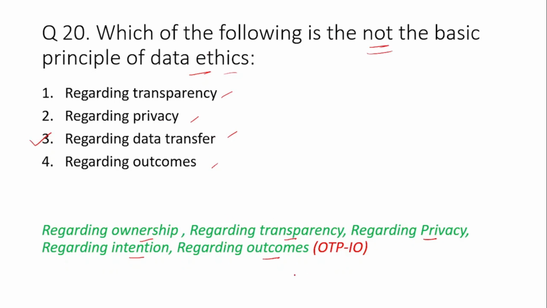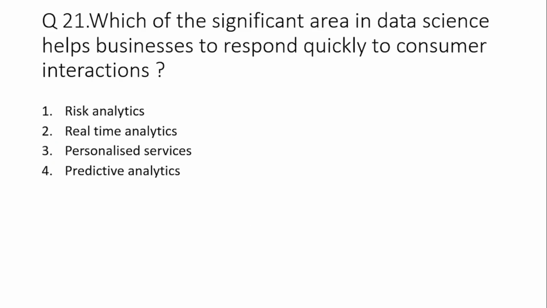How I remember is OTP IO. OTP, one time password, right? So that's one code I can just memorize. OTP says ownership, transparency and privacy, and IO stands for intention and outcomes, right? Just add regarding in front of that and the basic principles of data ethics will be answered, right? Moving on to the next one.